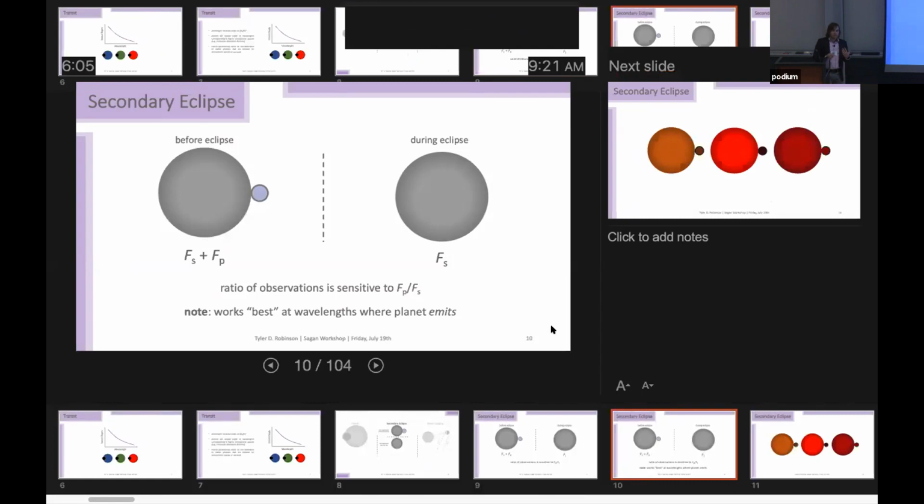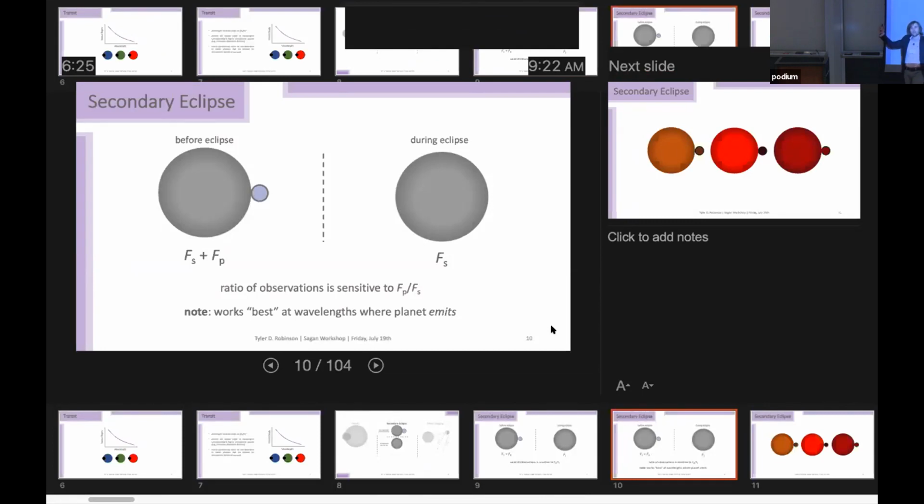I will say that this works best at wavelengths where the planet is emitting its own light. The contrast there works in your favor. If you think about trying to do secondary eclipse in reflected light, the light from the star falls off as 1 on r squared to the planet, and then the planet presents to you a disk whose size scales as the radius of the planet squared.